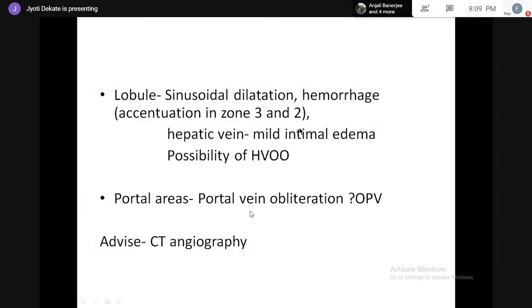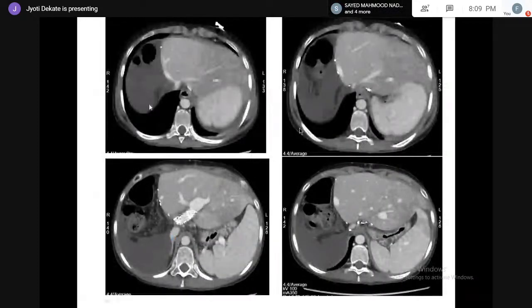And since the portal vein caliber did not look normal to me, I also raised a possibility of obliterative portal venopathy in this case. CT angiography was advised. And these are the axial planes of the CT images. Here we can see that in the portal vein, the stenting was done in the early postoperative period. It is well placed within the lumen of the portal vein.